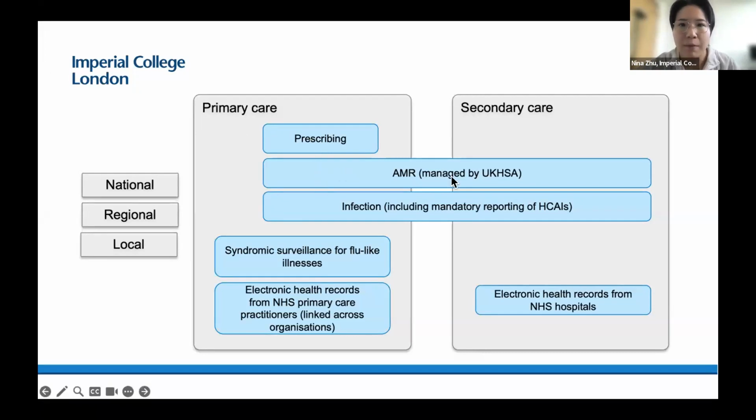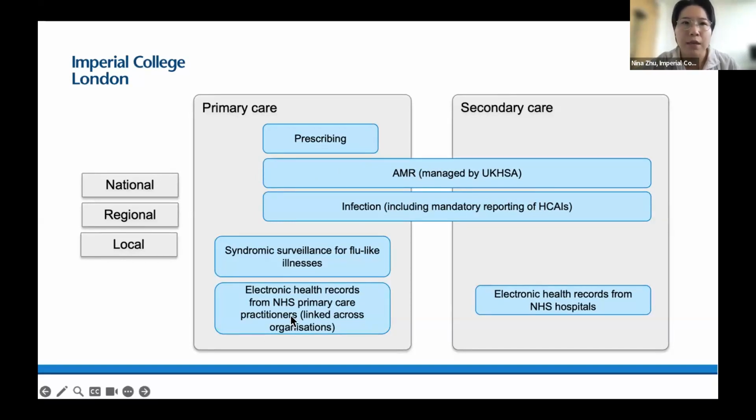Essentially, it's managed by the UK Health Security Agency, which is a public health agency in England. This AMR data set is what we feed into the WHO GLASS system. Then we also have the infection data set, including the mandatory reporting surveillance for healthcare associated infections. And in primary care, we also have syndromic surveillance for flu-like illnesses. This is all based on symptoms, with no diagnostics or microbiology confirmation. This is for respiratory symptoms only.